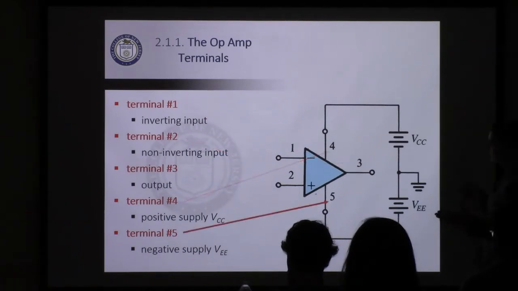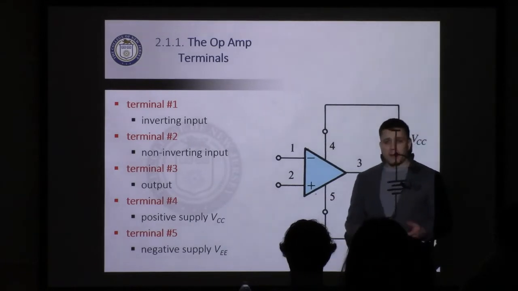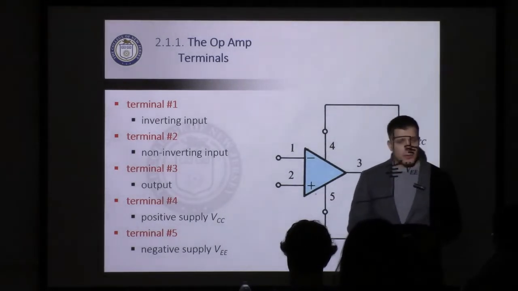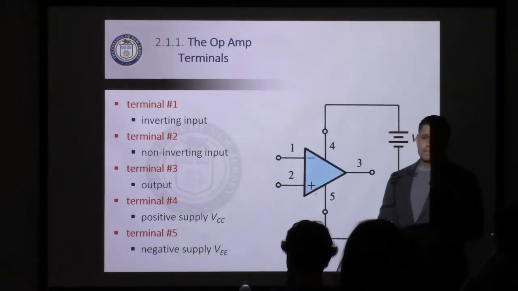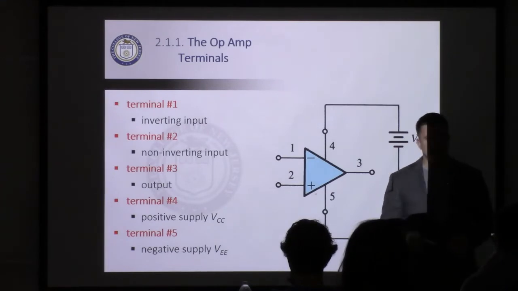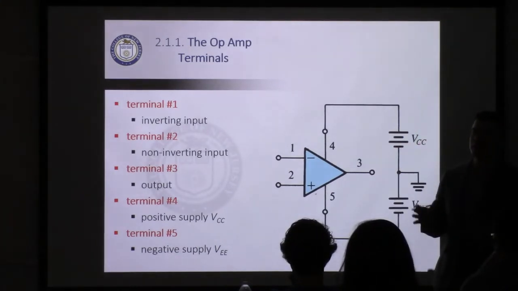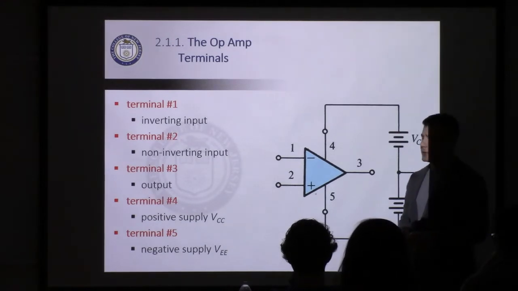The basic setup of an amplifier: 5 terminals. In a practical amplifier, you will see there are other terminals that aren't necessarily shown here. Offset, bias, nulling terminals, things of that nature, which we'll talk about at the end of the chapter. But it's not part of our most basic model of how an amplifier looks.